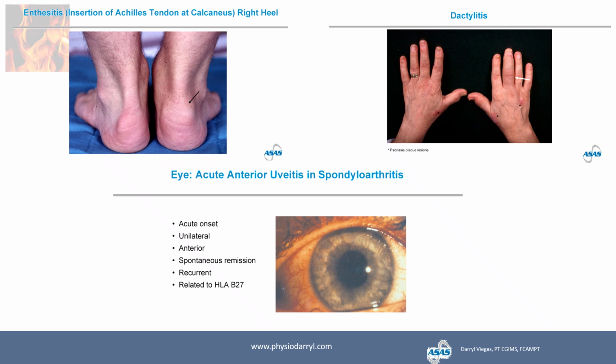And the bottom image, we have an acute uveitis, which is unilateral, reddening, spontaneous remissions, and it can be recurrent, and it's often related to HLA-B27.